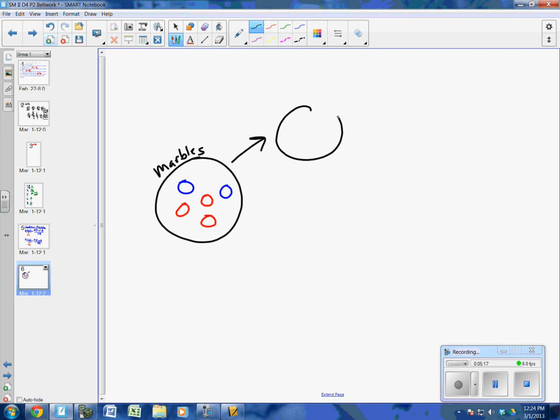Okay, so here's that chance. There's a 2/5 chance of pulling out a blue marble. If that happens, how many marbles are left in there? What color? Okay, 3 red and 1 blue, right?